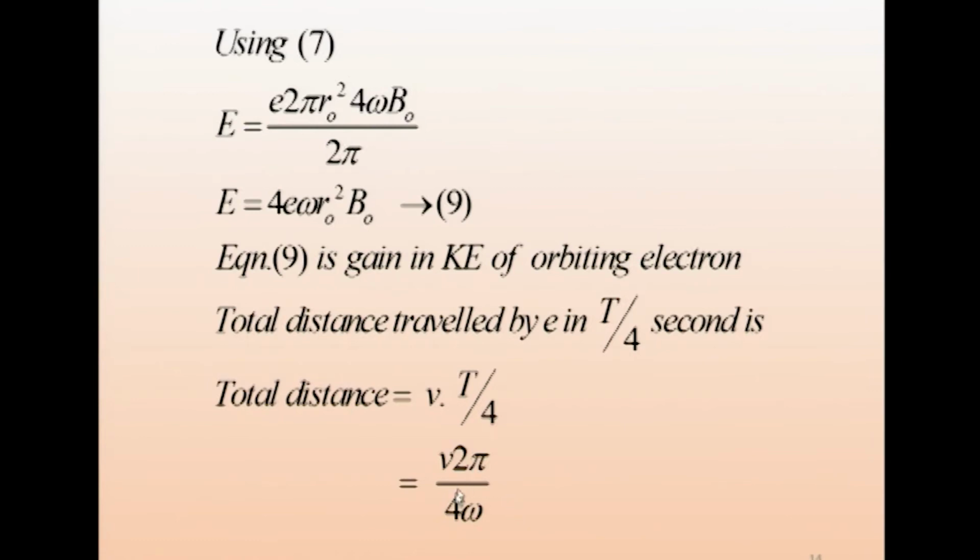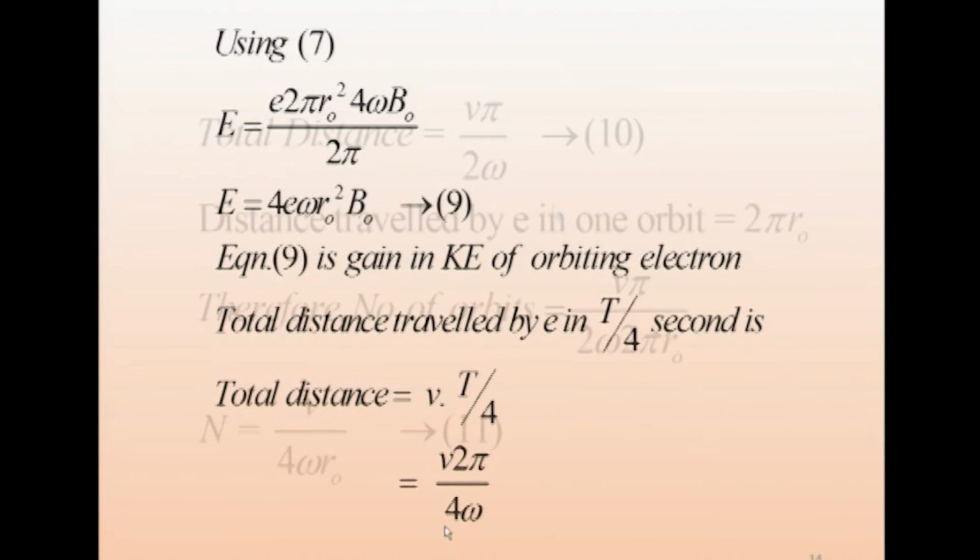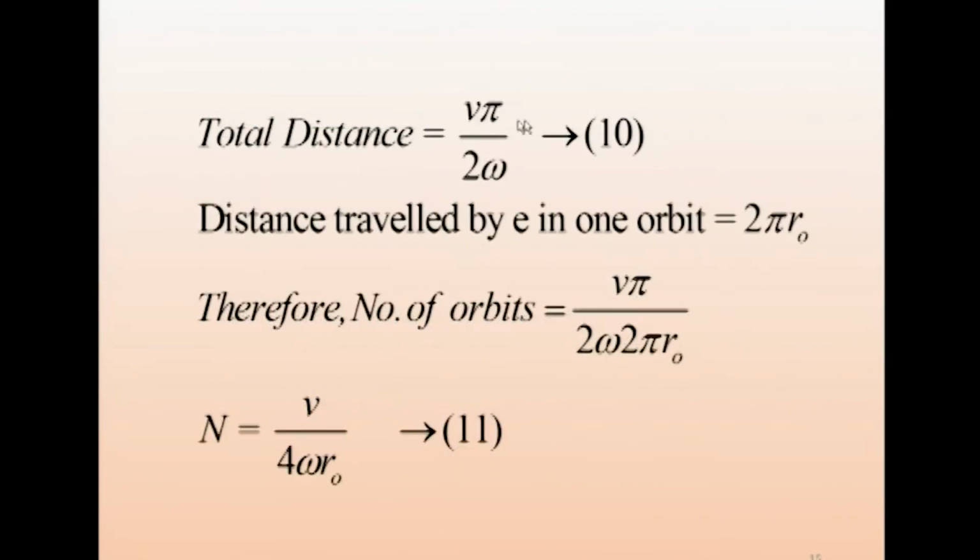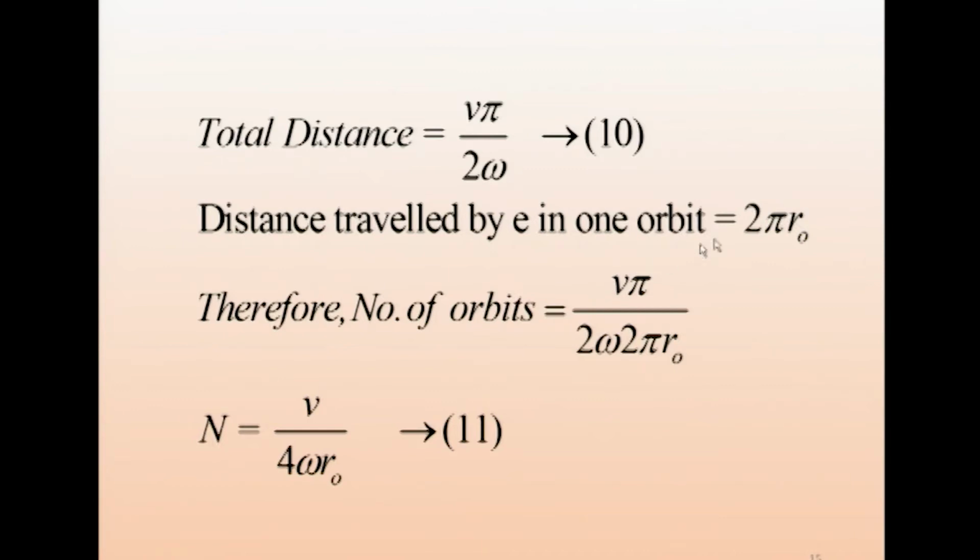So, we get 2 and 1, 2 will get cancelled, therefore we get this expression, 10, v into pi by 2 omega, that is equation 10. Now, what is the total distance travelled in one orbit? In one orbit, what is the distance travelled by the electron? In one orbit, it is 2 pi r naught, because it is making a circle, the circumference is 2 pi r naught. So, in one orbit it will take 2 pi r naught as the distance.